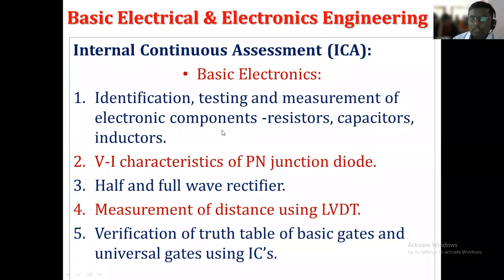Then the another 5 practicals, which is based on the electronics part, section second. You can try to read it. Number 1 is identification, testing, measurement of electronics component, resistor, capacitor, inductor. Number 2 is VI characteristics of a PN junction diode. Number 3 is half-wave, full-wave rectifier. Number 4 is measurement of distance using LVDT. This is based on transducer topic. And the last one is verification of truth table of basic logic gates and universal logic gates using ICs.